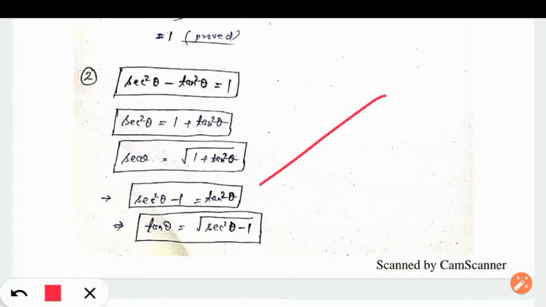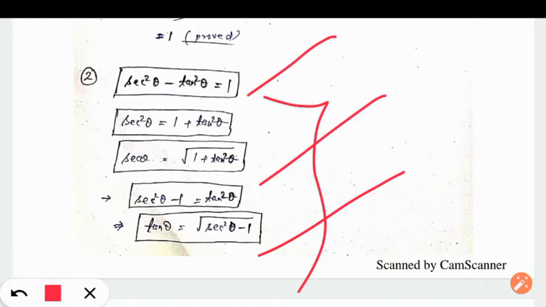And what is tan theta then? Root over sec square theta minus 1. So in place of sec square theta minus 1, we can write tan square theta. In place of root over sec square theta minus 1, we can write tan theta. If you memorize this, and after solving many questions, all this will fit in your mind. Okay.